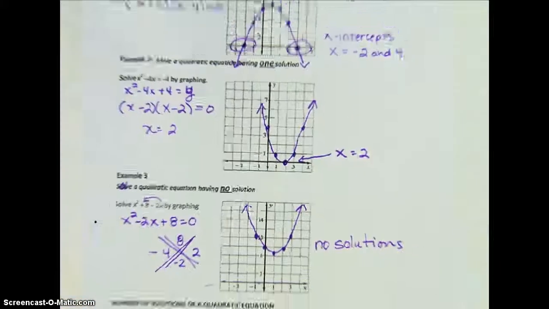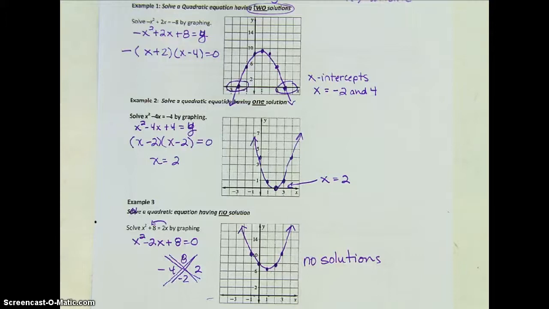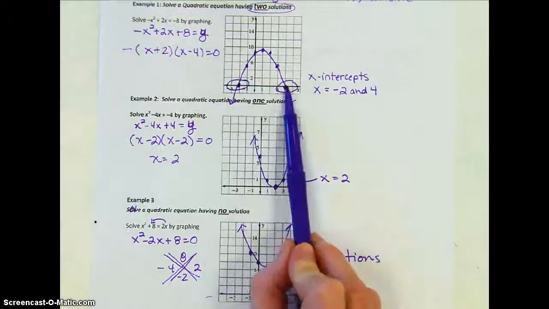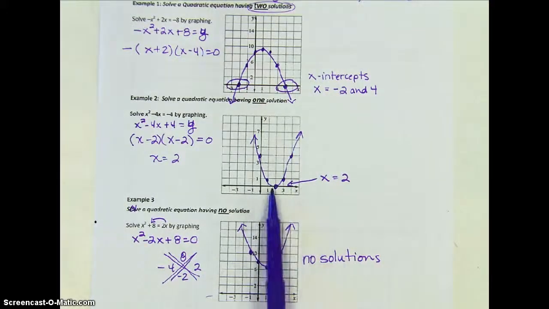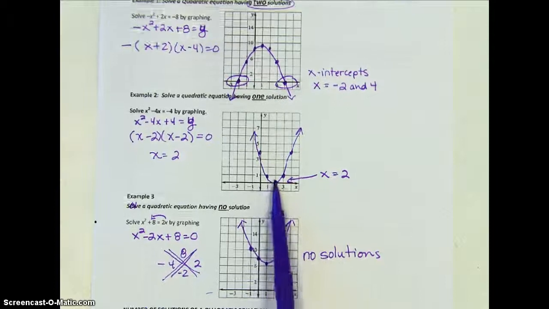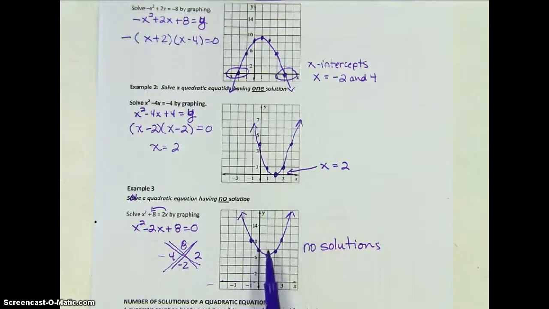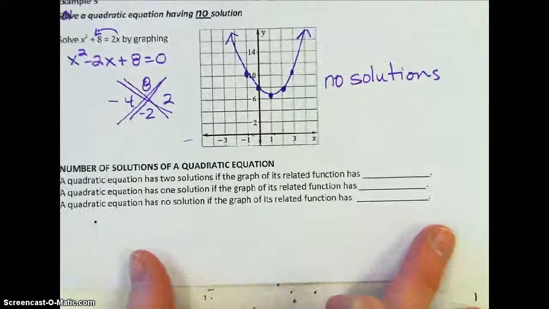Now that's the three things that can happen with a parabola. It can have two intercepts for two solutions. It can have one intercept for one solution. Or it can be totally above or below that x-axis and never ever touch it. So let's go ahead and summarize this here.